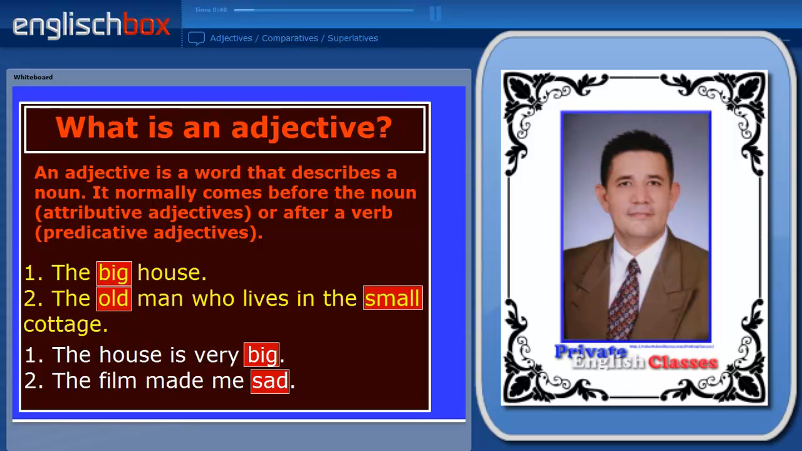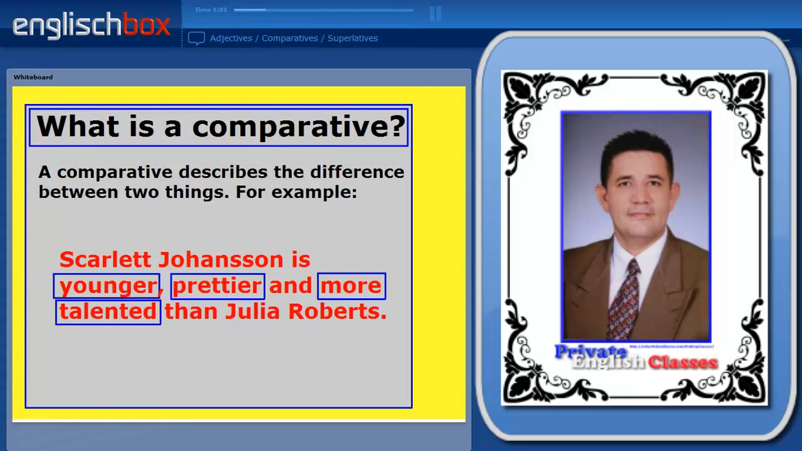In the first set of examples, we can see the attributive adjectives big, old and small: the big house and the old man who lives in the small cottage. In the second set of examples, we have two predicative adjectives, big and sad. The house is very big and the film made me sad. So we've looked at adjectives.